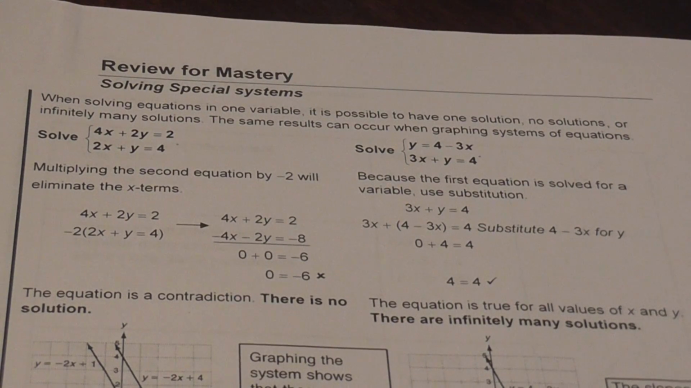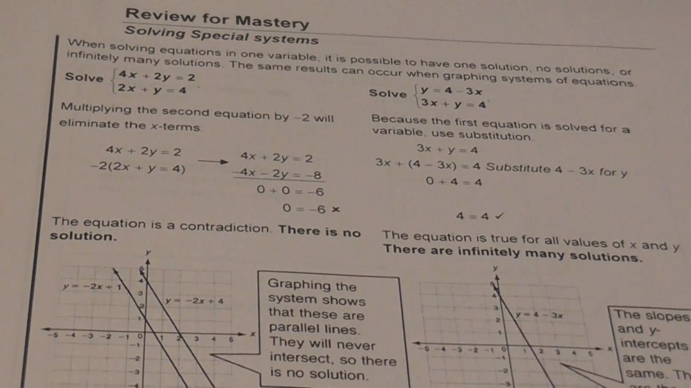When you're trying to solve a system of equations, there are times when you're going to end up with no solution as an answer, and there are times when you're going to end up with infinitely many solutions as your answer. Graphically, a no solution problem would look like parallel lines.